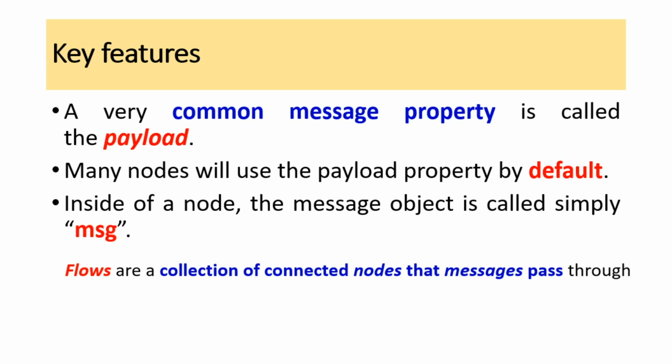A very common message property is called payload. Using payload, the data is displayed in the debug window. We will have many nodes that use this payload property by default. Inside the node, the message object is simply called msg. A flow is the collection of connected nodes that messages pass through.